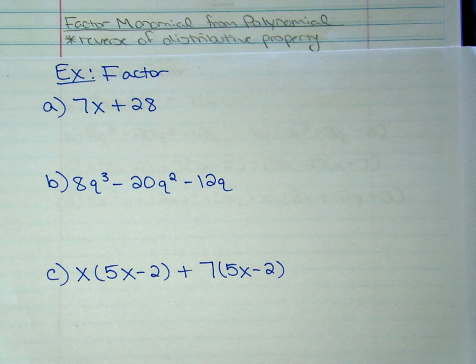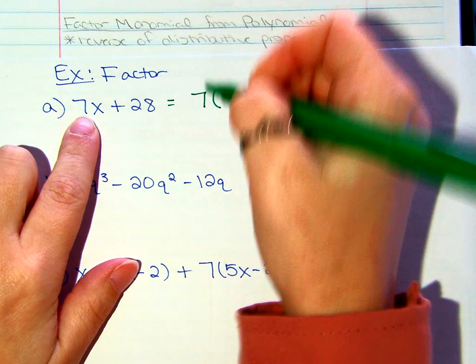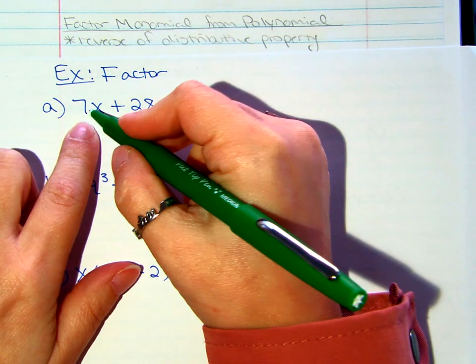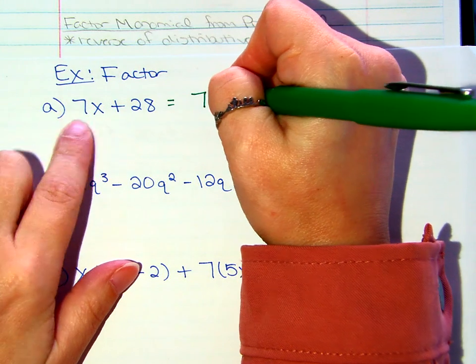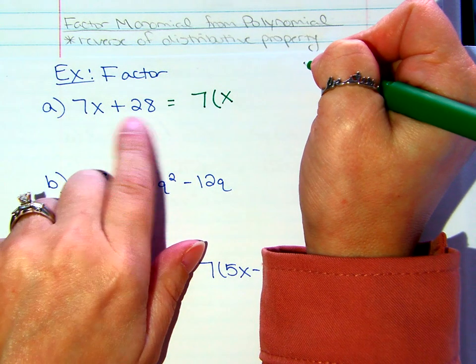So for the first example, I have a 7x plus 28. So this is a binomial. I have 2 terms. And what I'm asking is, what does 7x have in common with 28? Does it have anything? It has a 7 because 28 is 7 times 4. So if I pull out that 7 to the front, thinking about this as the reverse of distribution, if I take the 7 away, 7 times what will give me 7x? Well, x. Then I go to my next term and I say, okay, 7 times what will give me 28? It's 4.